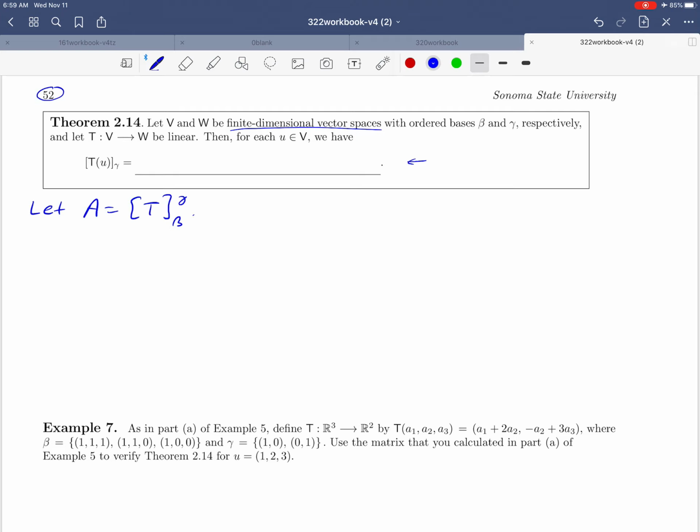Okay, we can draw a nice picture that helps us to make sense out of this situation. So if we start with an input U, then the linear transformation T is going to map us over to the output T of U. And we have bases for the domain and the codomain, so associated with this vector U is its coordinate vector relative to beta, and associated with this output vector T of U is its coordinate vector relative to gamma.